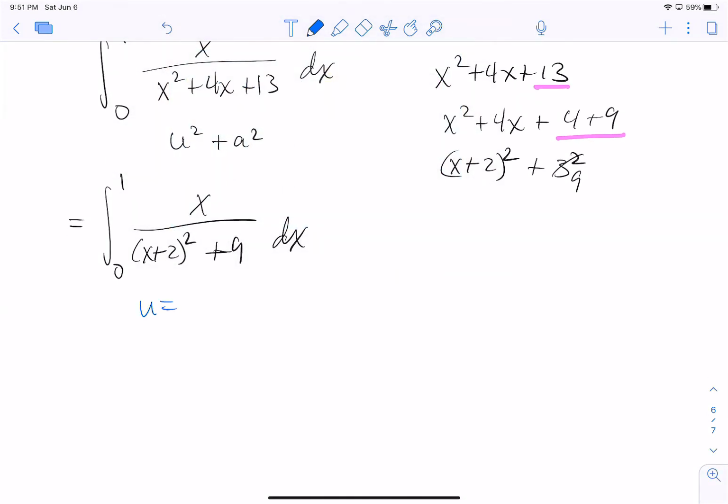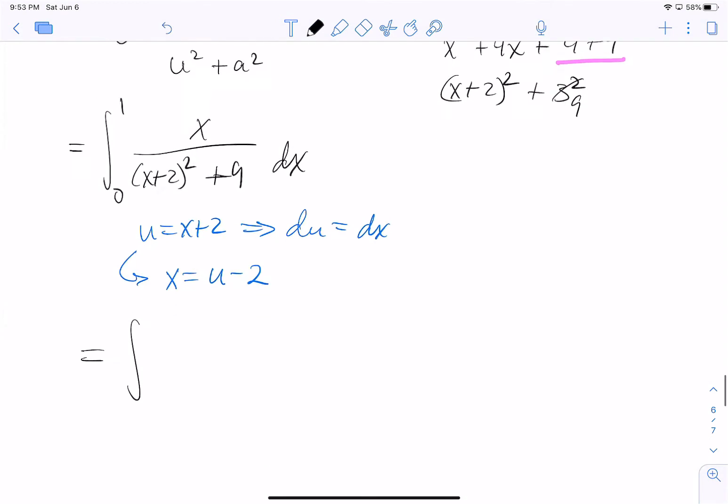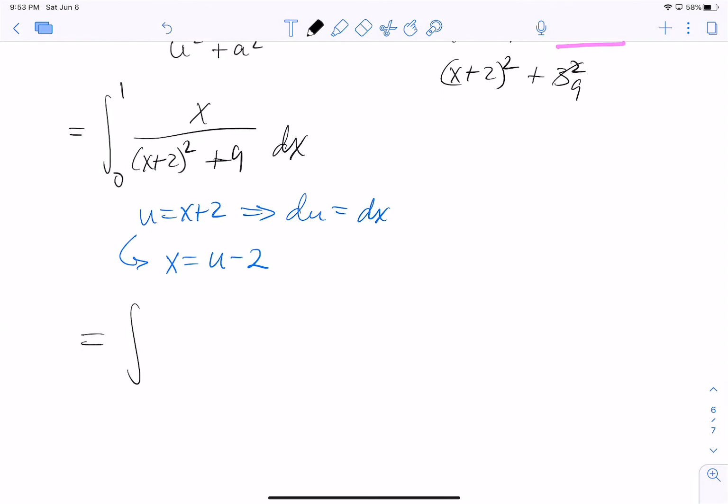We're going to let u equal x plus 2. Then du is equal to dx. Further, if u is equal to x plus 2, then x is equal to u minus 2. We can then rewrite our integral as the integral of u minus 2 divided by u squared plus 9 du.